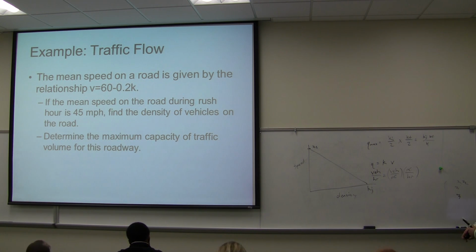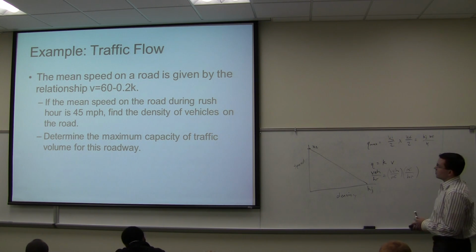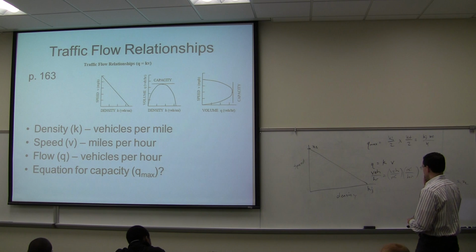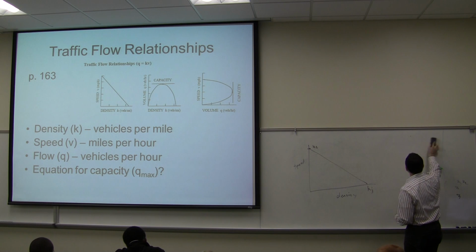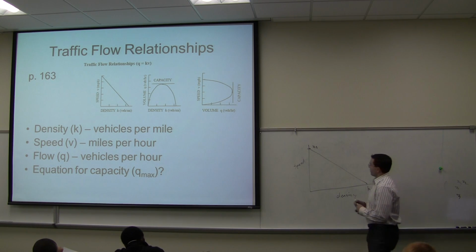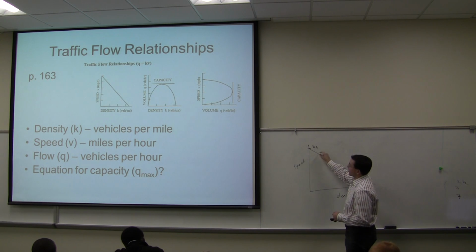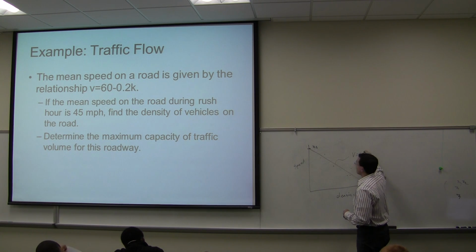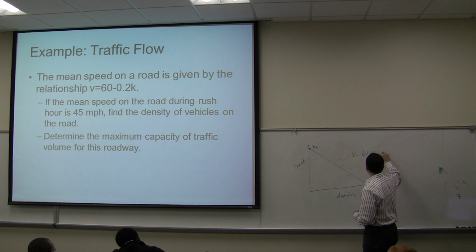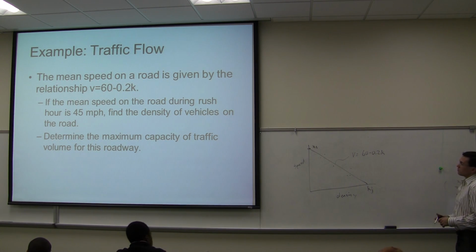The mean speed on a road is given by the relationship V equals 60 minus 0.2 K. Which relationship is this? This is our speed density relationship, and if you recall from transportation, you could find that through regression analysis, fitting a line to a bunch of data points. So V equals 60 minus 0.2 K. If the mean speed on the road during rush hour is 45 miles an hour, find the density of vehicles on the road.